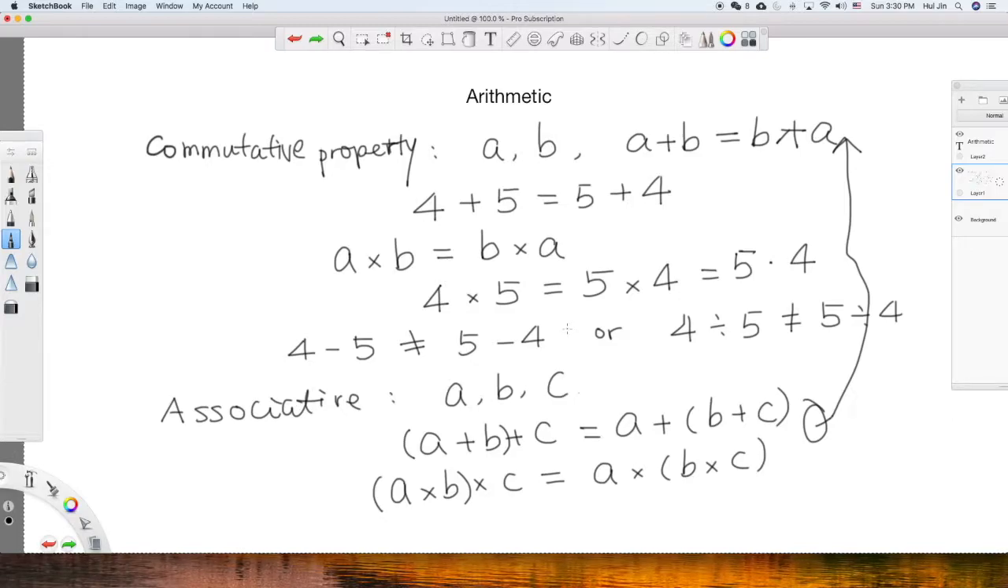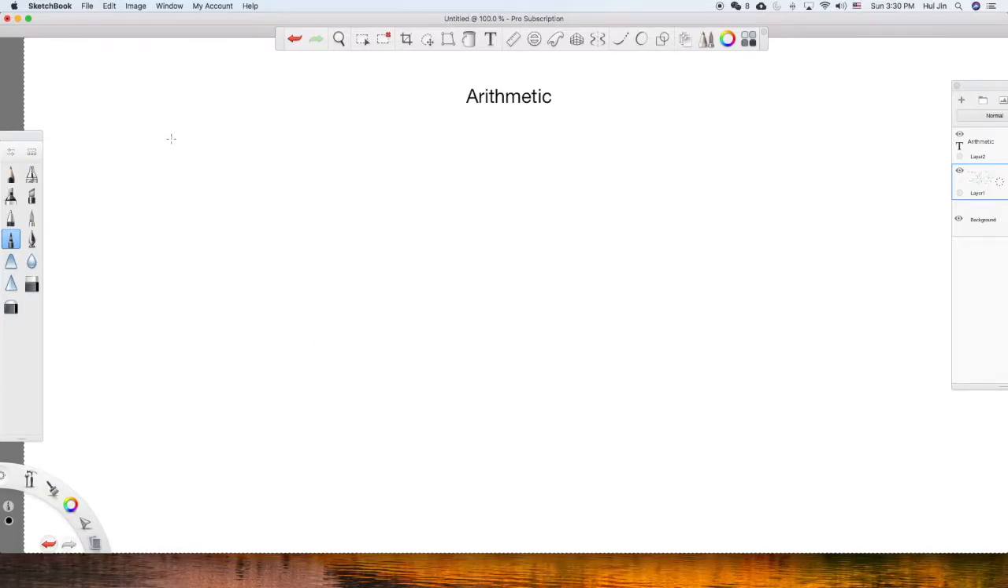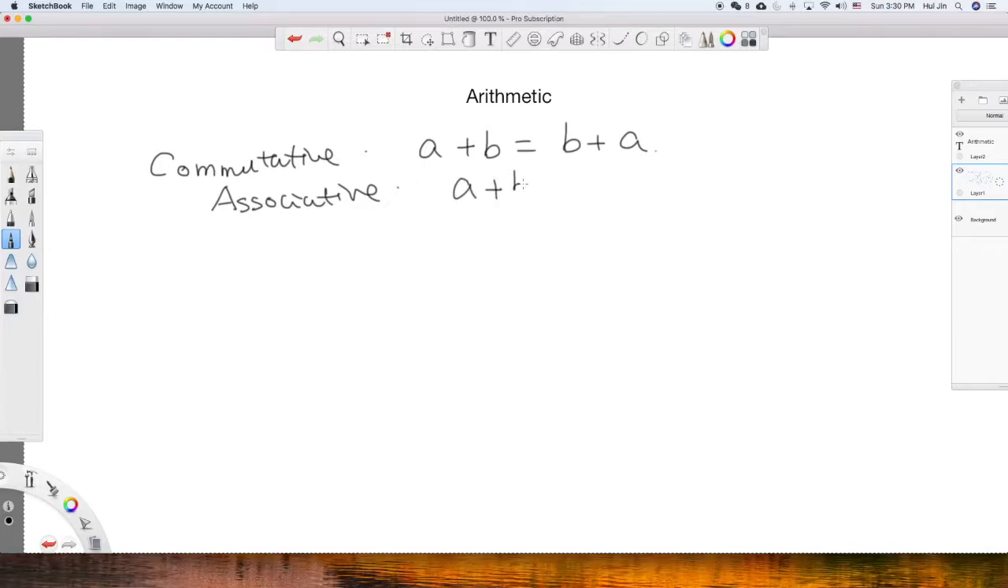So let's look at a few problems. But first, let's write down those two properties again. Commutative: a plus b equals b plus a. Associative: a plus b plus c, with the parentheses to emphasize that I'm doing a plus b first, equals a plus b plus c with b plus c done first. This is true for any numbers a, b, c.